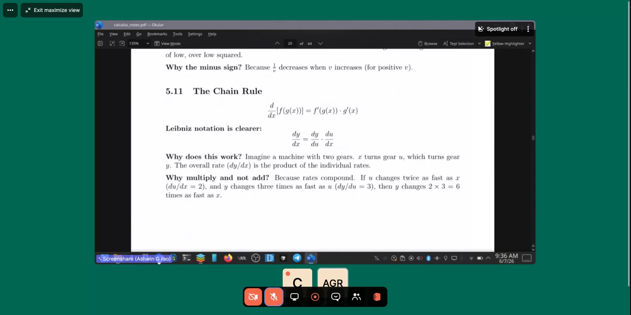Next is the chain rule. dy/dx is the change in separate components: dy/du into du/dx. Why does this work? Imagine a machine with two gears. Gear X turns gear U, which turns gear Y. The overall rate dy/dx is a product of the individual rates.